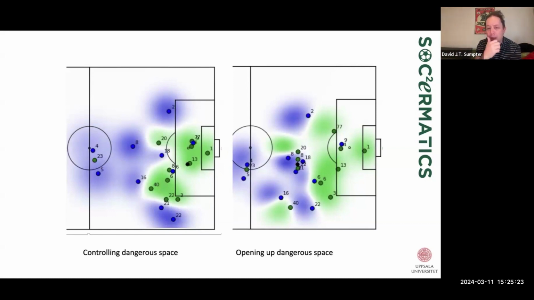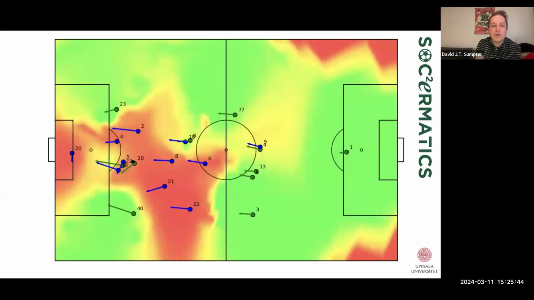Now the right diagram shows not the opposite, but how we want to open up dangerous space. So we want to control dangerous space in front of the box. And in the left example, if you look at player 40 and player 20, they've opened up space in front of them in order to receive a pass. So they've opened up dangerous space.